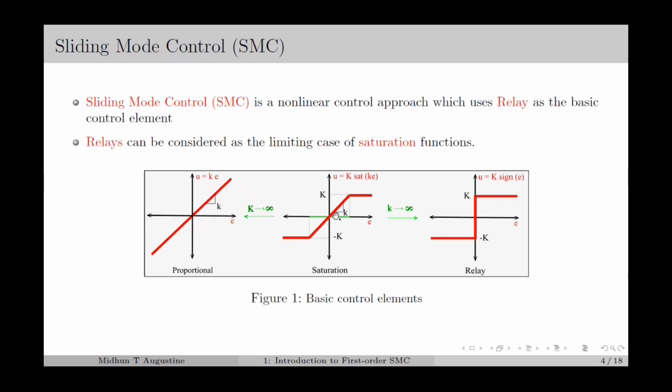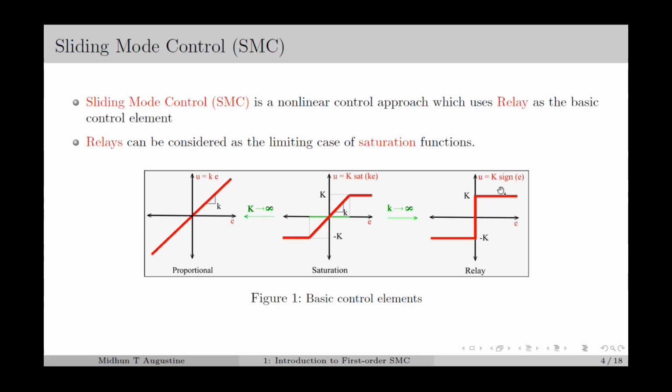Another observation is that if we increase the linear gain or the small letter k, keeping the bound or this capital K fixed, then the slope of this linear portion increases and the width of this green interval decreases. Now, as the gain k becomes infinity, this line becomes vertical as shown here, and the width of this green region becomes 0, and it results in a relay element. Now, in the relay element, the control input u is defined using a signum function as u is equal to K signum of e, where signum of e takes a value of plus 1 if e is positive and minus 1 if e is negative.